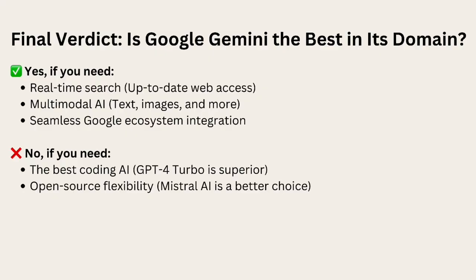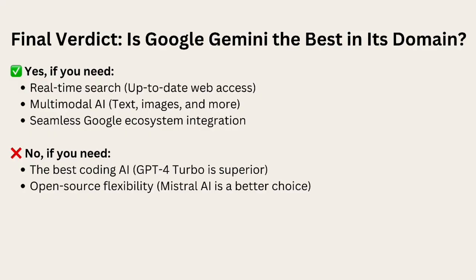Where it falls short is that if you're looking for the best AI for coding, GPT-4 Turbo is still way ahead. If you prefer open source models for flexibility and customization, Mistral AI is the way to go, and for long memory or AI ethics, other options like Claude might still serve you better.